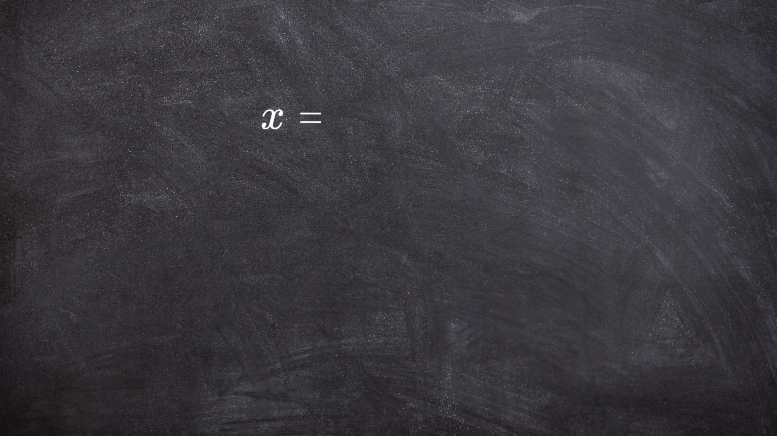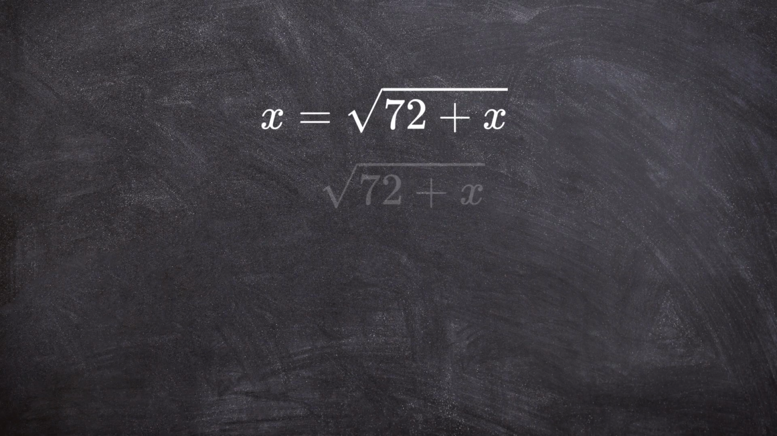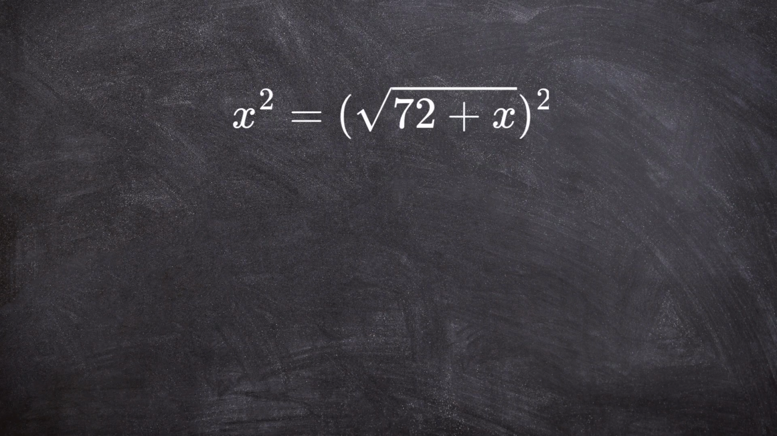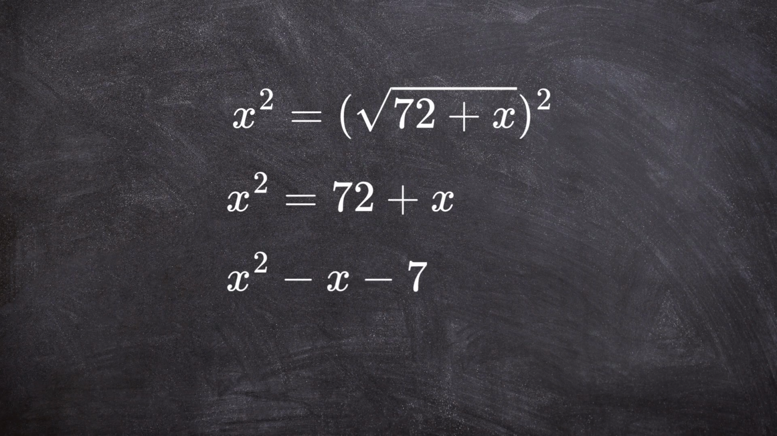So now let's solve it. We have x equals the square root of 72 plus x. The square root is making the equation difficult to work with. So let's get rid of it by squaring both sides. That gives us x squared equals 72 plus x. Now move everything to one side. We get x squared minus x minus 72 equals 0.